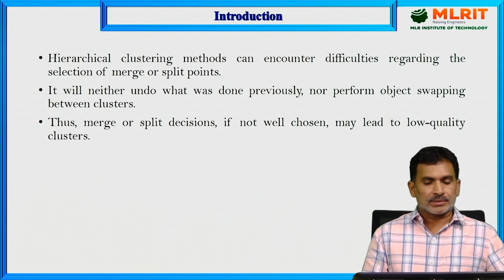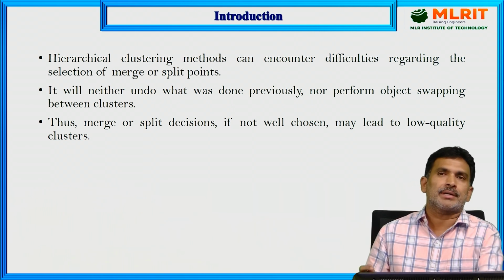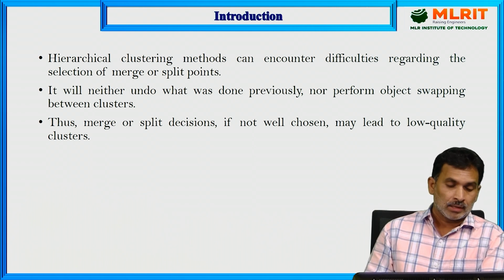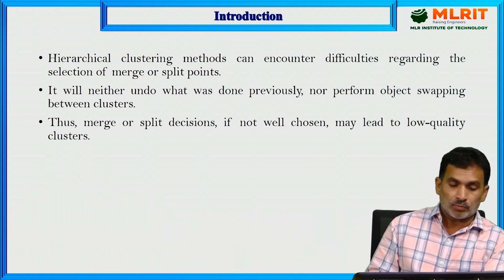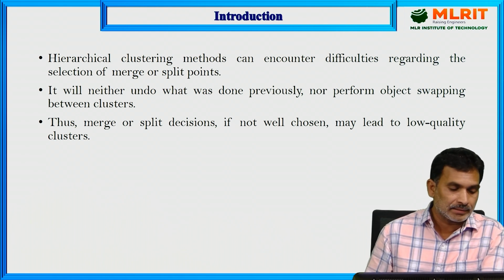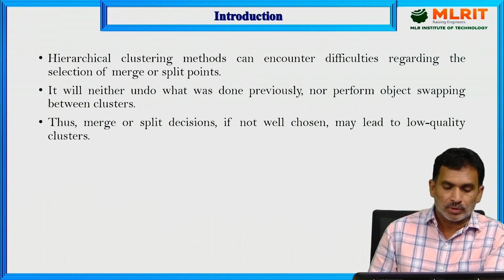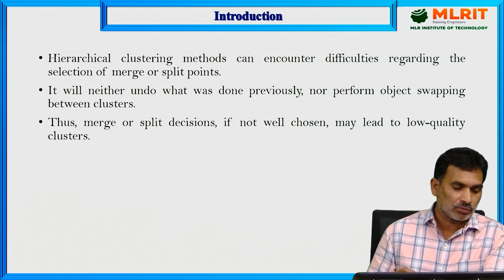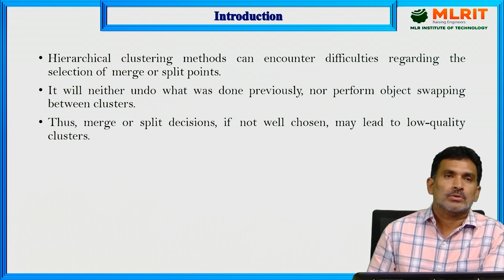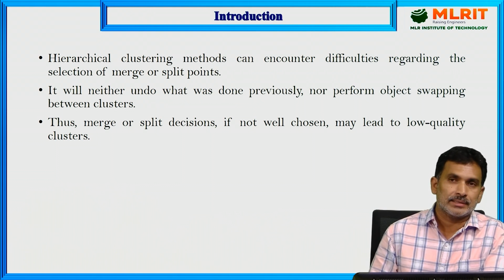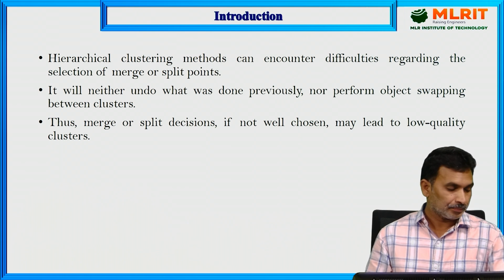Hierarchical clustering methods can encounter difficulties regarding the selection of a merge or split point. As we discussed in the previous lecture, this is one of the disadvantages of hierarchical clustering. Once it is done, it cannot be undone. It will neither undo what was done previously nor perform object swapping between the clusters. So merge or split decisions, if not well chosen, may lead to low quality clusters. As I said, it would not be redone.